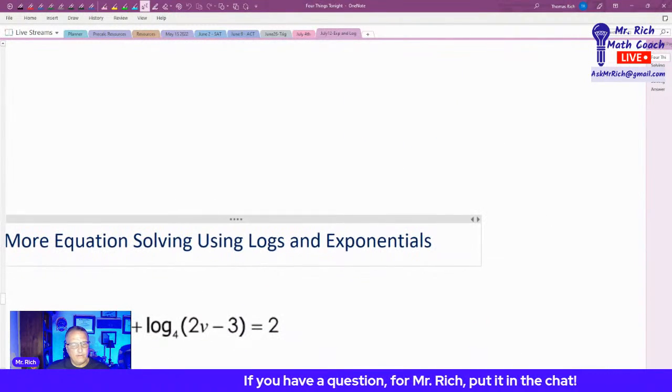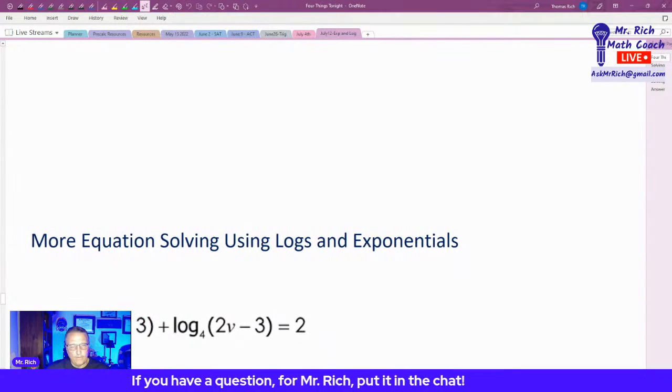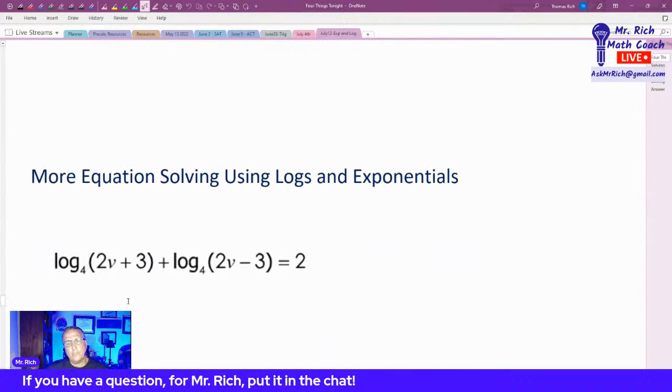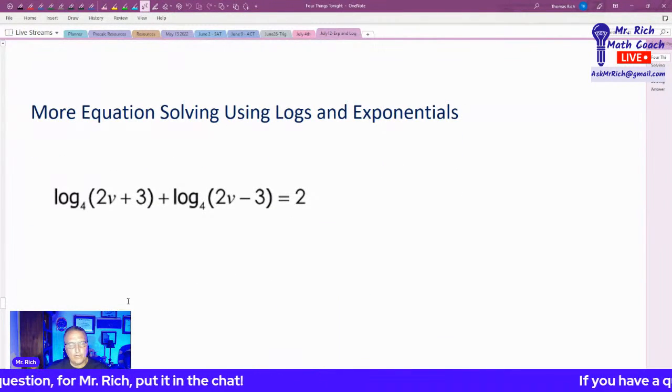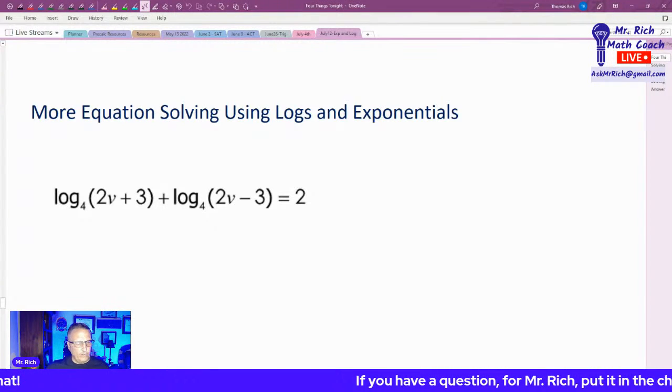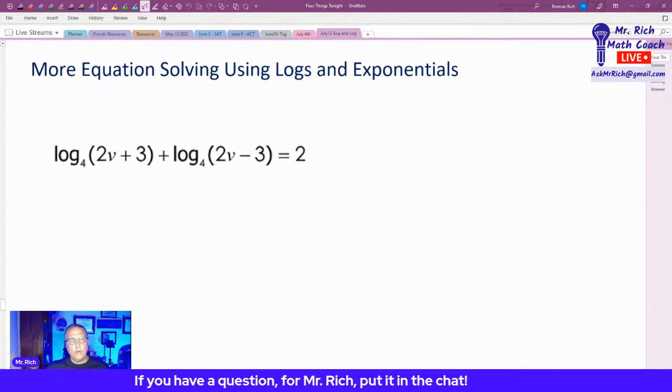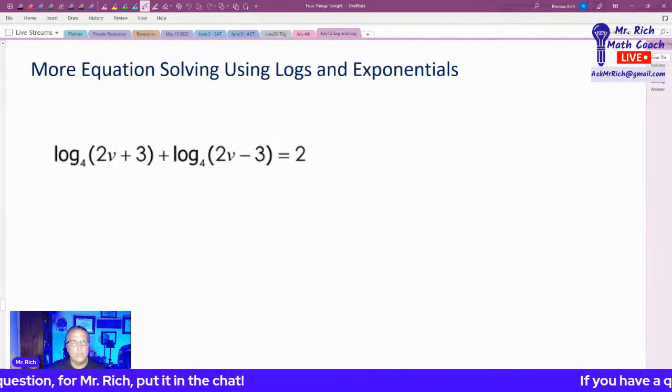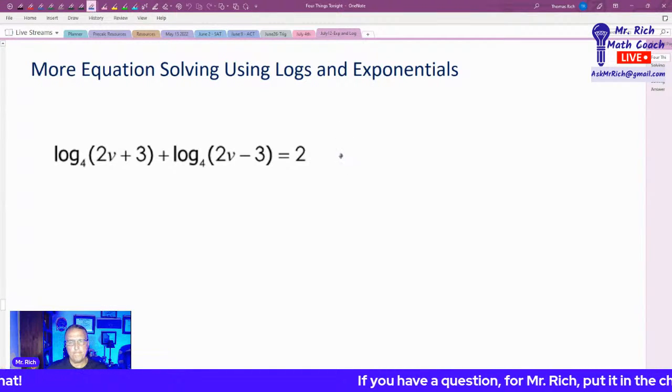All right, now this is the 4th thing: more equation solving using logs and exponentials. I'm going to try to put some of the things we've learned tonight together into some more interesting equations to solve. So here is an equation to be solved. We're solving for v.